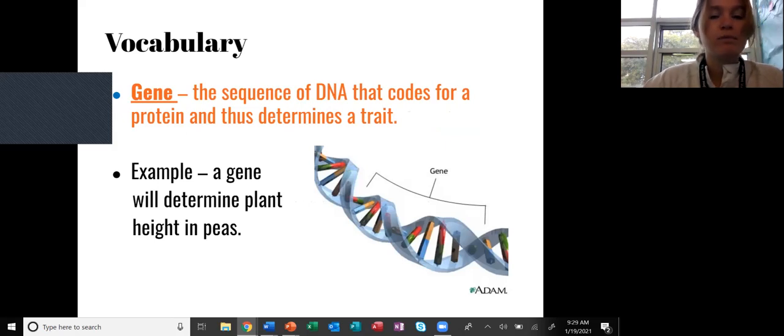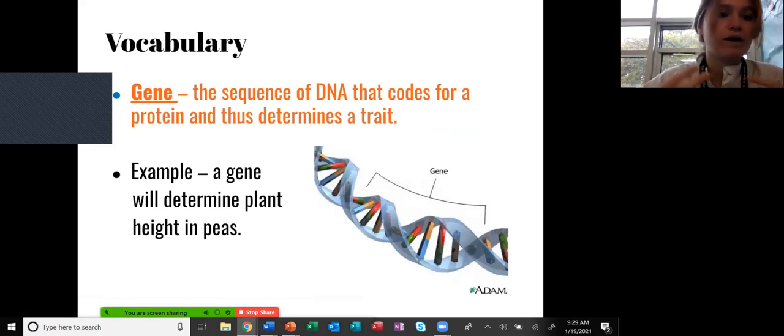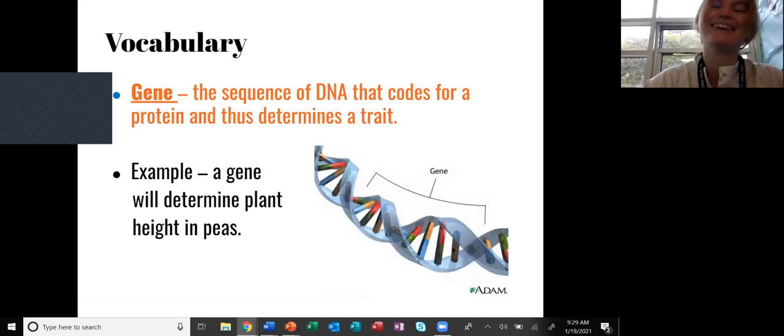Vocabulary, gene. Remember that a gene is the sequence of DNA that codes for a protein, and then that protein determines what the trait is. An example, a gene will determine plant height in peas. So that would just be for a plant example. For humans, we could talk about human height or eye color, hair color. There's so many more things that we've talked about. Remember that within genes, we find those individual nucleotides, but then if we expand even farther beyond a gene, we have a lot of genes found within just one chromosome. And remember how many chromosomes all of our cells have.